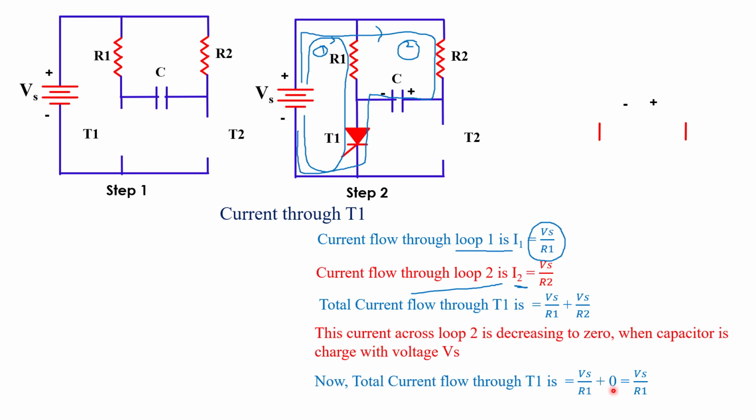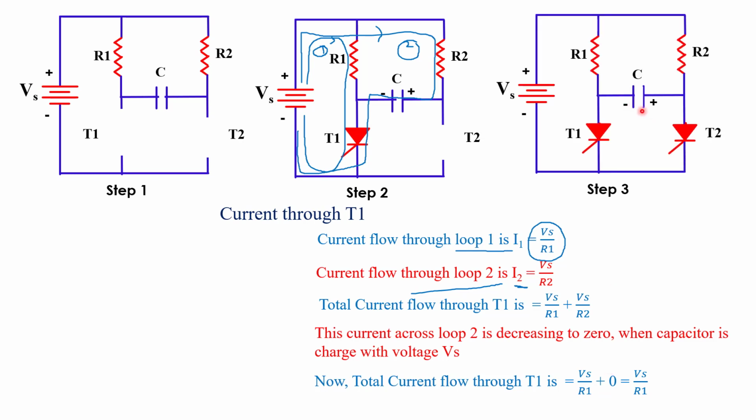This time the loop 2 current becomes 0 because the capacitor is fully charged with supply voltage Vs. So the total current flowing through T1 this time is equal to Vs by R1. When the capacitor is fully charged with Vs, the polarity across the capacitor is: right side plate is positive and left side plate is negative, and the capacitor is charged with supply voltage Vs.